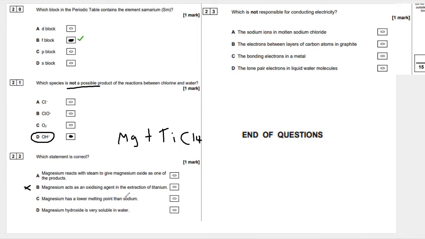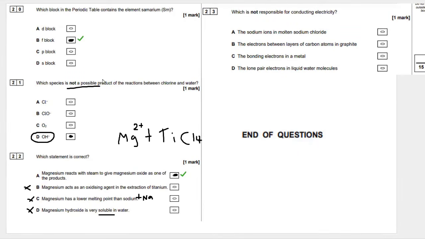Magnesium has a lower melting point than sodium. No, the group 1 metals have got a very low melting point. And if you think of the charge on sodium, it's +1 charge. So you've got Na with a +1 charge, and magnesium, of course, has a 2+ charge. So we know that magnesium has stronger metallic bonds, so it's going to have a higher melting point than sodium. So that's also wrong. Magnesium hydroxide is very soluble. No, it's sparingly soluble. Magnesium hydroxide is not very soluble in water. So our answer is this one. I could have really just got to that straight away, but there we go.